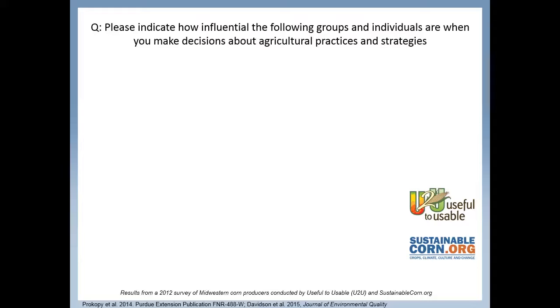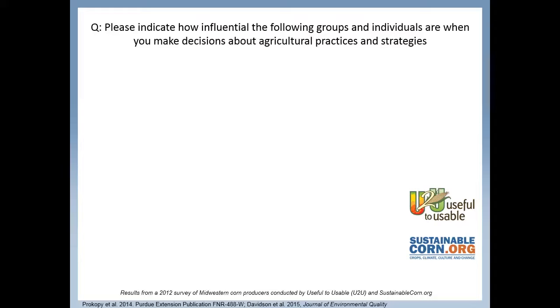So please indicate how influential the following groups and individuals are when you make decisions about ag practices and strategies, was the question. I'm going to put the chart up. It's like one of the few data slides I'm going to show you. I will tell you, you don't need to try and read everything. I will tell you what it says. It's grouped from left to right. The groups on the left are the most influential. The groups on the right are the least influential to farmers.